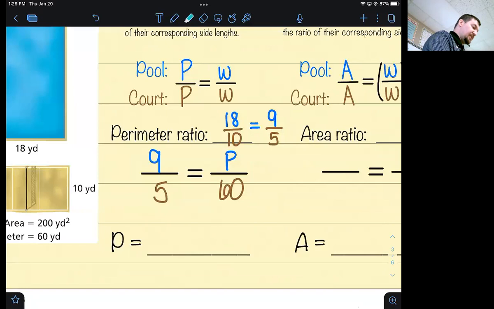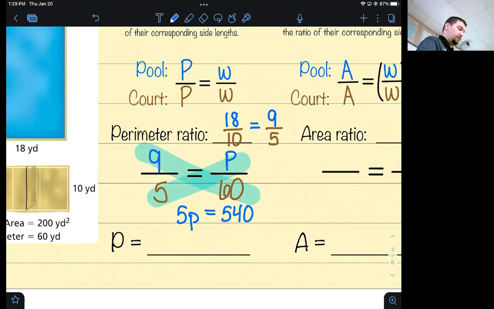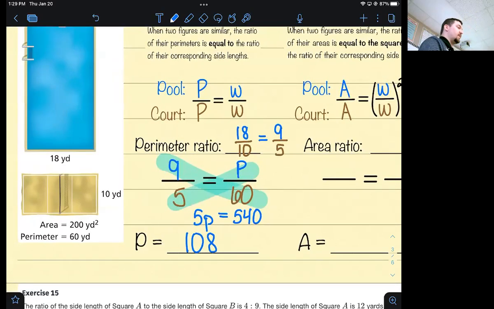And so we cross multiply just like we did in section 2.5, 5P. I know I didn't give you a whole lot of workspace there. I'm going to use the lowercase p. 9 times 60. Jace, what's 9 times 60? 540. Okay, and can you divide that by 5 and you'll give me the perimeter of the pool. Oh, 108. Now, how do I label perimeter, Jace? Just yards, exactly. 108 yards.